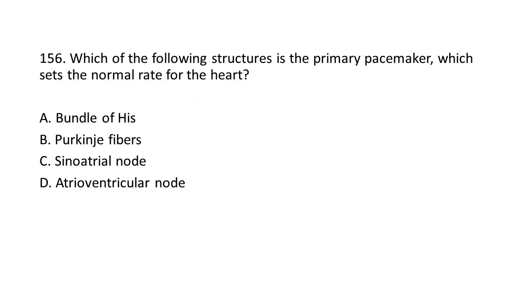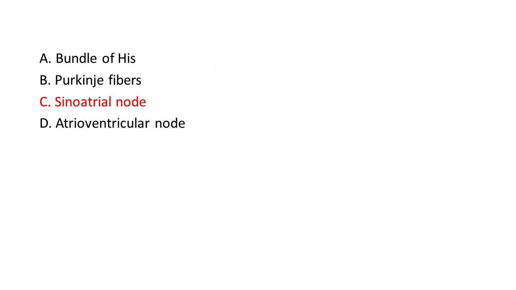156. Which of the following structures is the primary pacemaker, which sets the normal rate for the heart? A. Bundle of His. B. Purkinje fibers. C. Sinoatrial node. D. Atrioventricular node. The answer is C. Sinoatrial node.